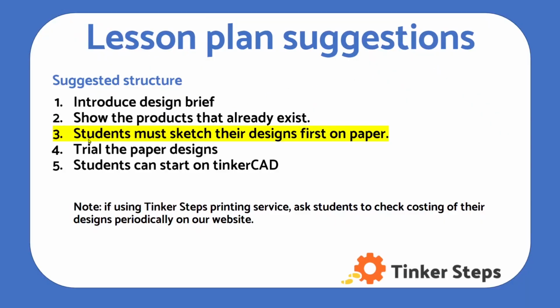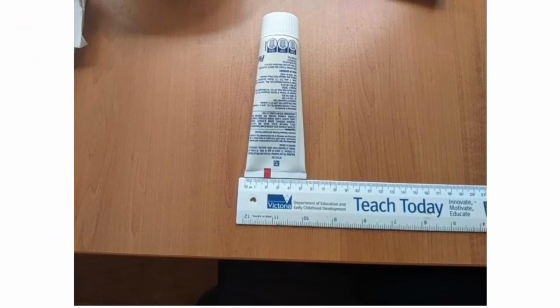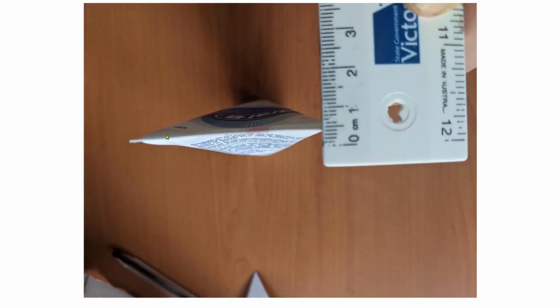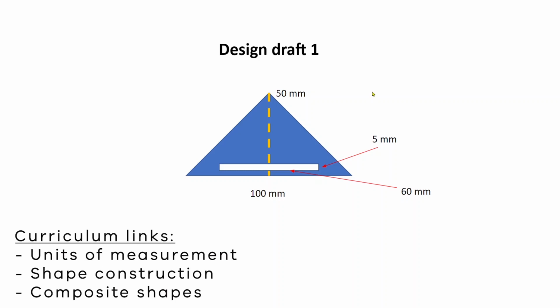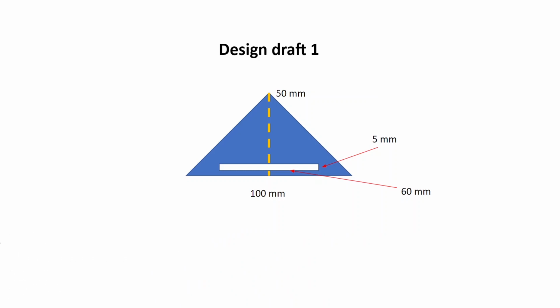My next suggestion is that they must sketch their design first on paper. The measurements that you'll need obviously are the width of a toothpaste tube as well as how wide the opening is. This is my example of a draft design on paper, and you can see here that we've got an isosceles triangle, so students can practice their shape drawing skills, the traditional way using protractors and whatnot to draw whatever shapes they need to design.